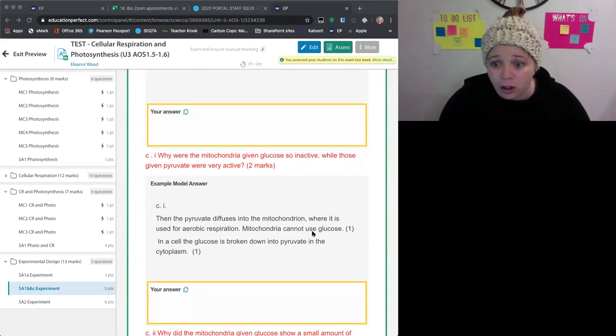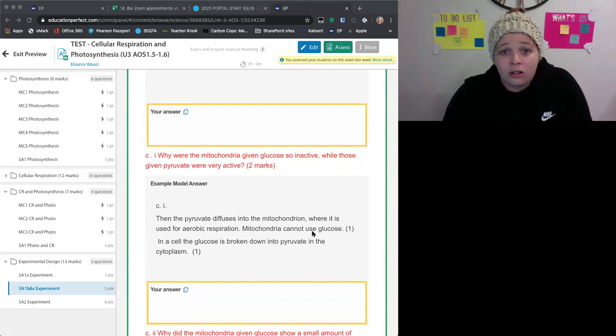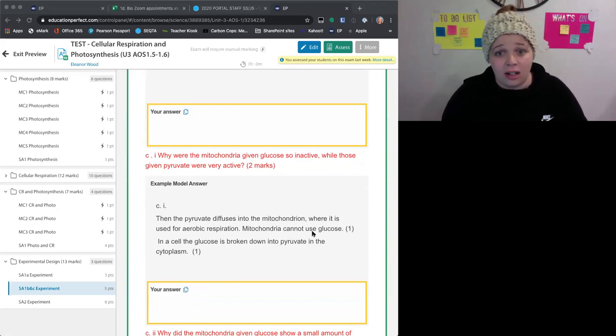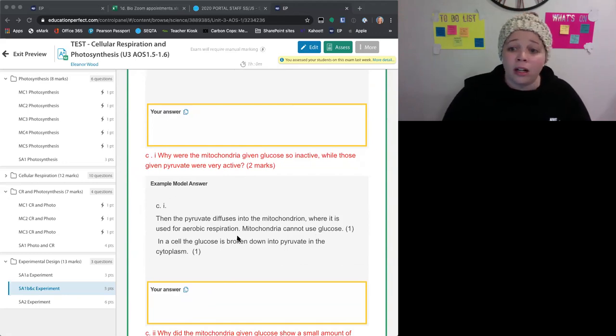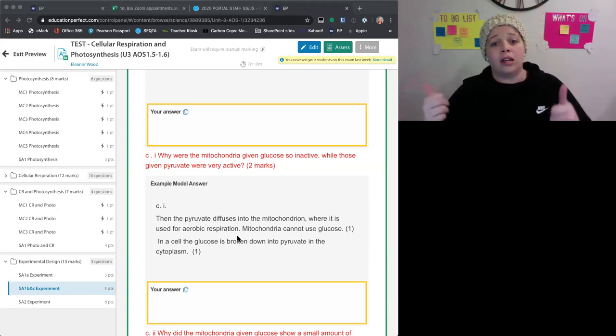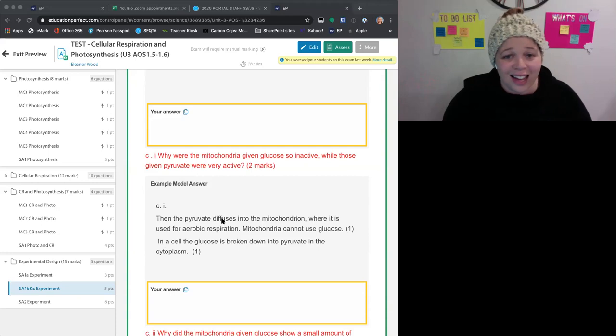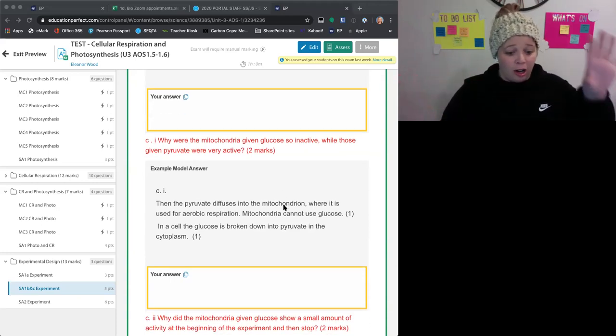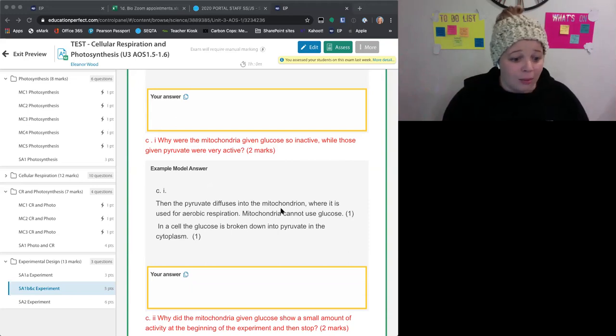mitochondria can't use glucose, and there's no cytosol to do glycolysis. So they can't use it, and they're not going to produce ATP. The second one, the pyruvate can be used by the mitochondria for the Krebs cycle. So therefore, yay, we're going to get lots of activity. And that's it. Split it in half. Do one bit on either side of the question. You can make it a table. It doesn't matter.